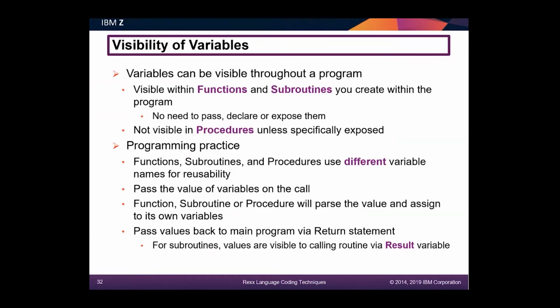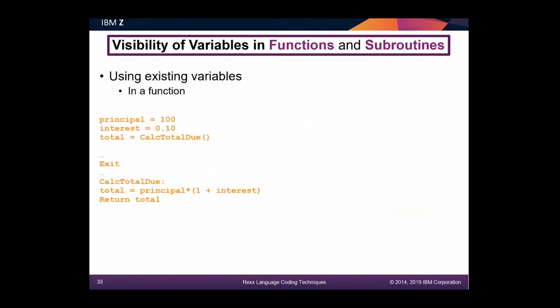So let's look at some examples of this just to make sure we're clear on where the data is visible and where it's not. So in this case, I'm not going to use procedures. I'm going to just declare a subroutine. And so now all of my variables are visible in both directions. So what I have is I have principal is equal to 100, interest is equal to 0.1, and I say the total is calculate total due, and I'm not passing any parameters. So this is my own self-defined function that I've created here, and it does not require any parameters.